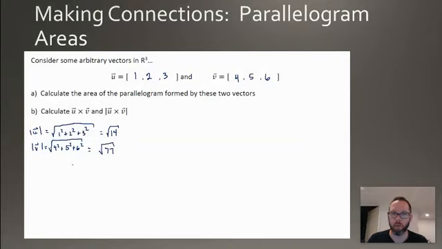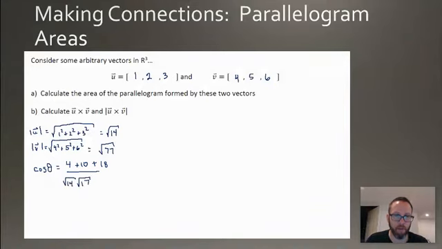To get the angle, we're going to use a dot product. Because remember, we know that the cosine of the angle is equal to u dot v over the size of u size of v. And u dot v is equal to 4 plus 10 plus 18 over the two magnitudes.